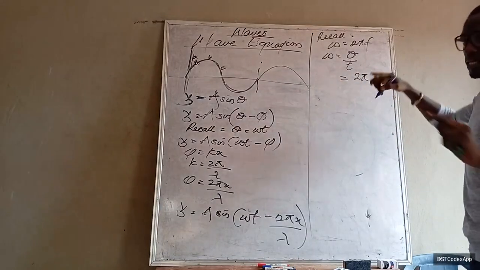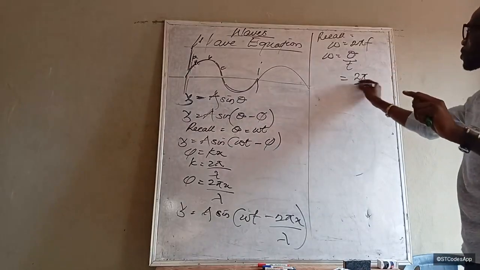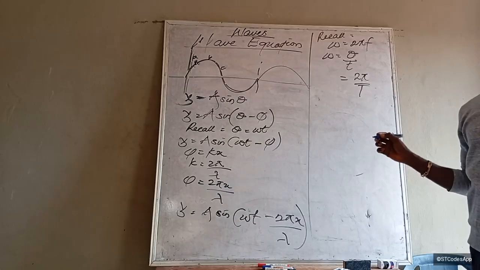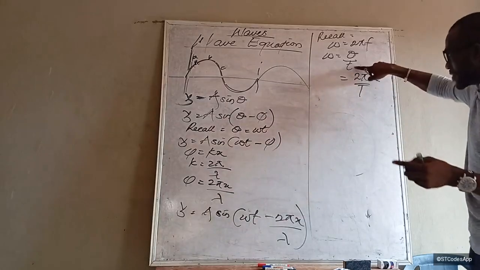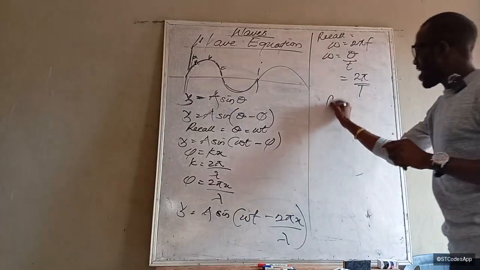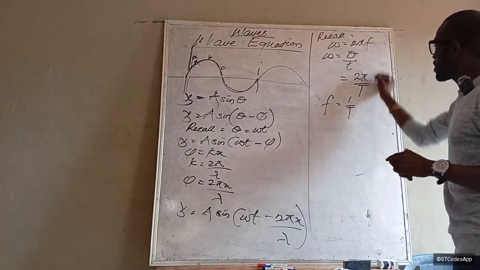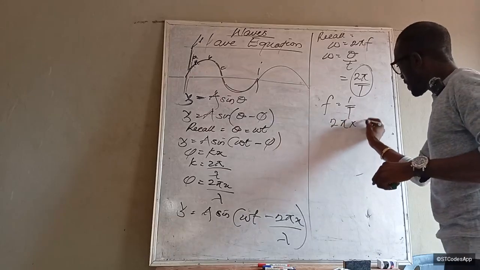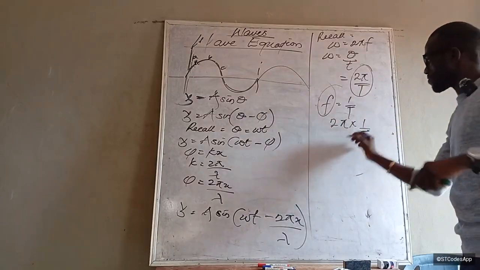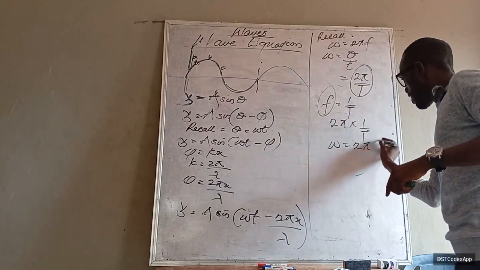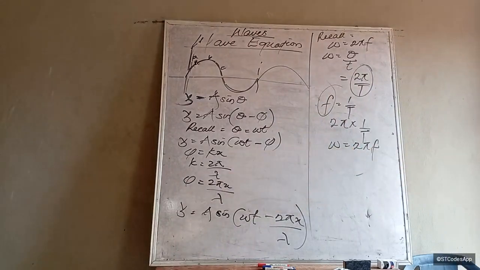You get that, right? Time taken to complete a circle is called what? Period. Right? So it's not just time, now it's period. And f is what? 1 over T. So this is 2 pi times 1 over T, which is f. So omega is equal to 2 pi f. Does it make sense?